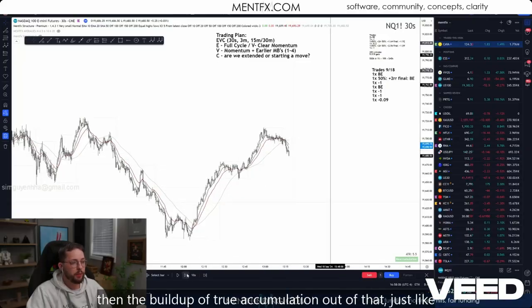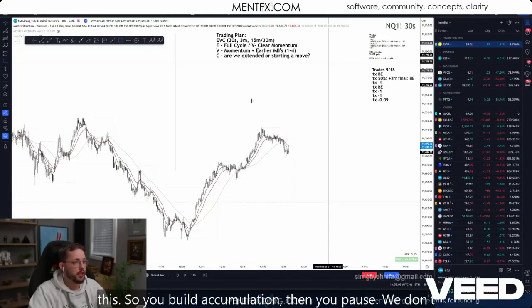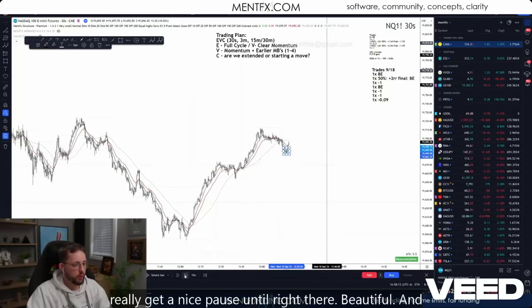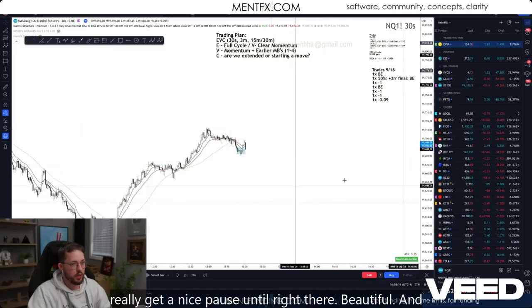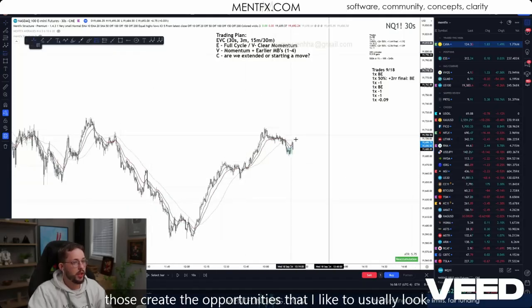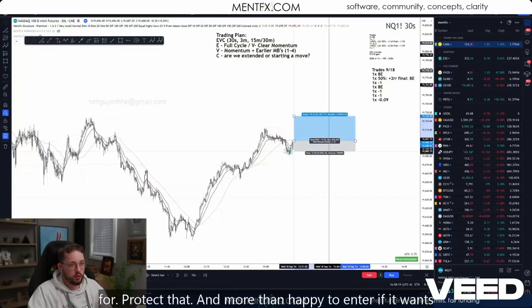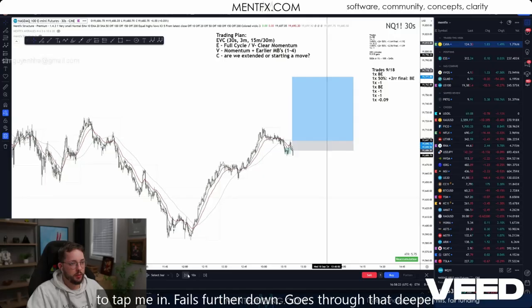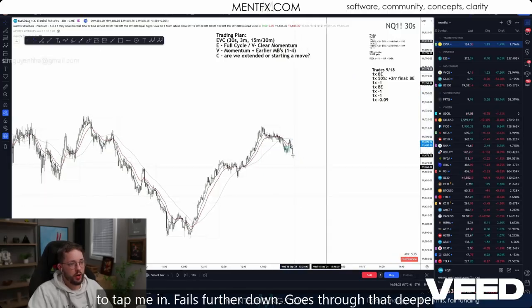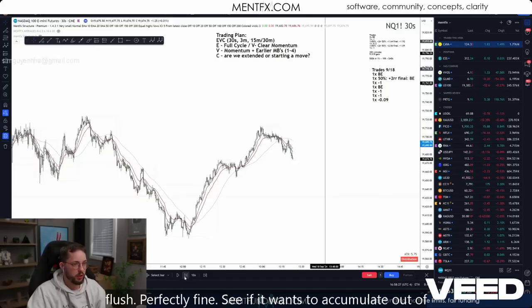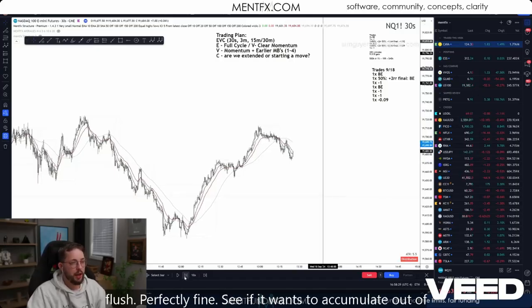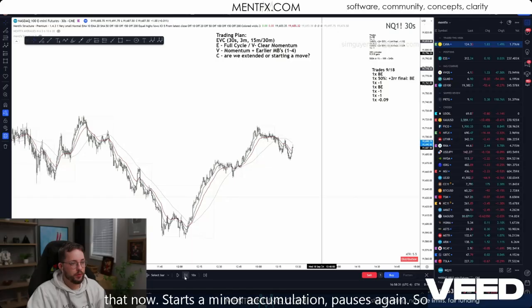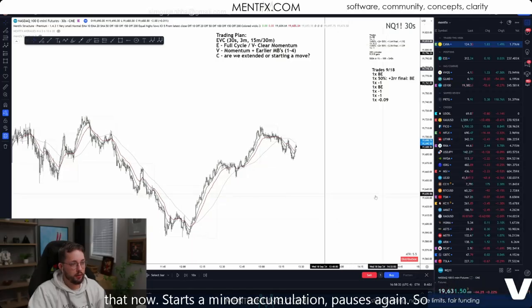And then the buildup of true accumulation out of that, just like this. So you build accumulation, then you pause. We don't really get a nice pause until right there. Beautiful. And those create the opportunities that I like to usually look for. Protect that, and more than happy to enter if it wants to tap me in. Fails further down, goes through that deeper flush, perfectly fine. See if it wants to accumulate out of that now. Starts a minor accumulation, pauses again.